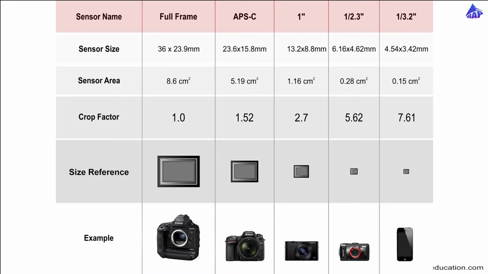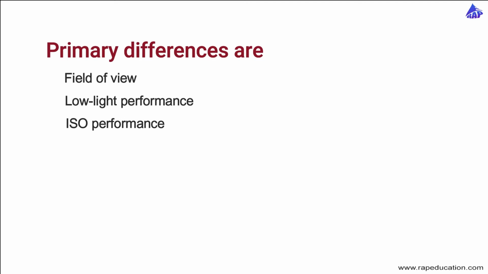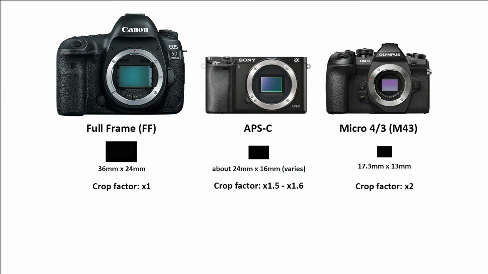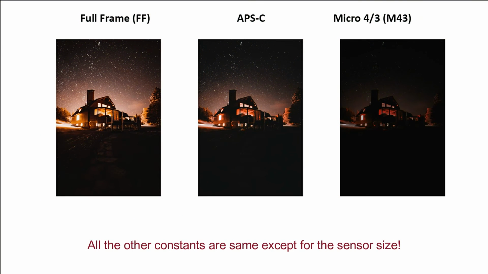So what are the apparent differences that we notice between full frame and crop sensors? The primary differences are field of view, low light performance, image clarity or ISO performance, and depth of field. We have already discussed the idea of field of view. So let's understand what low light performance is and how it enhances the importance of full frame cameras. As we know, the larger image sensor provides a larger field of view. Similarly, the larger sensor also provides better low light performance. As I already said, I will not get too technical, so let's understand this concept with simple examples.